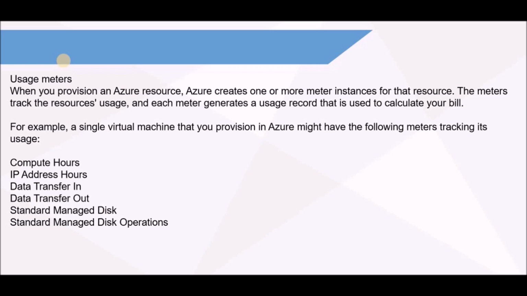For example, a single virtual machine that you provisioned in Azure might have the following metrics tracking its usage, like we discussed. You will have compute power, how much CPU you utilized, how many public IP addresses you used, how much data transferred in and out, how much standard disk capacity you used, and what operations you did on that managed disk. All this will be calculated. So this is how your pricing will be based.